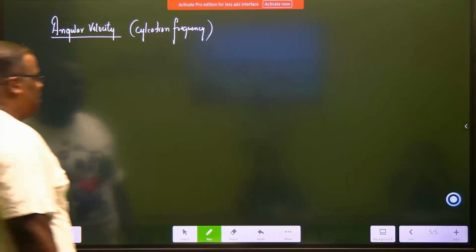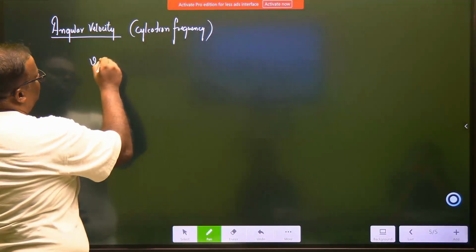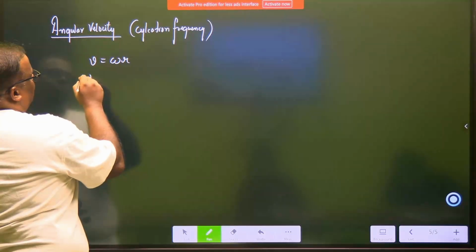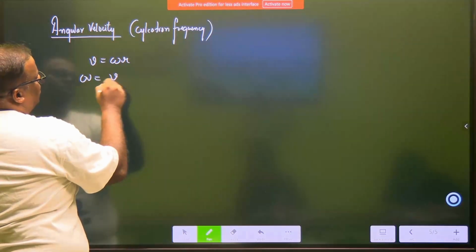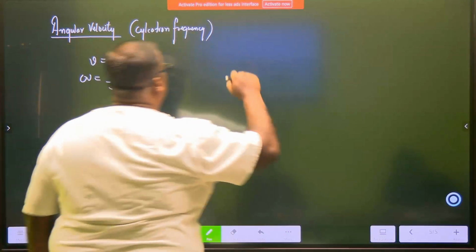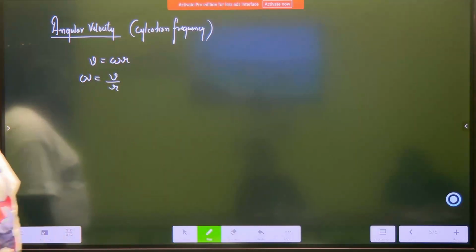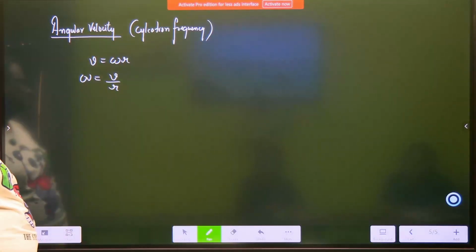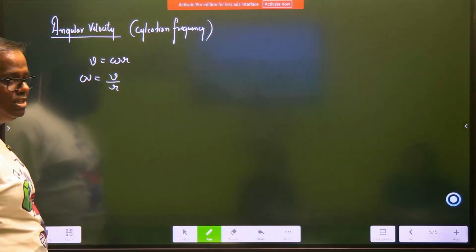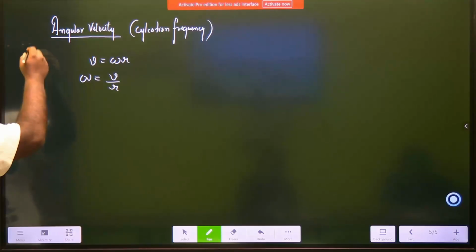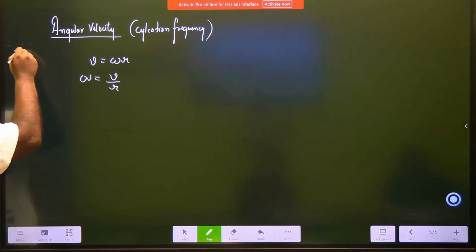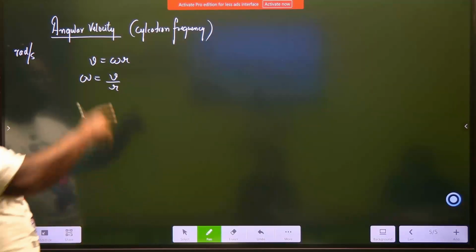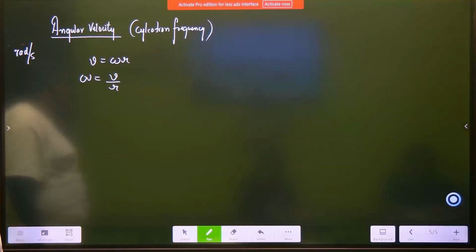So angular velocity, let's come. V is equal to omega r, so we are supposed to find omega. Omega is equal to V upon r. Children, remember one thing, just for your knowledge: angular velocity is a vector quantity. Its units will be radians per second, rad per second. Angular frequency also has the same unit of rad per second.